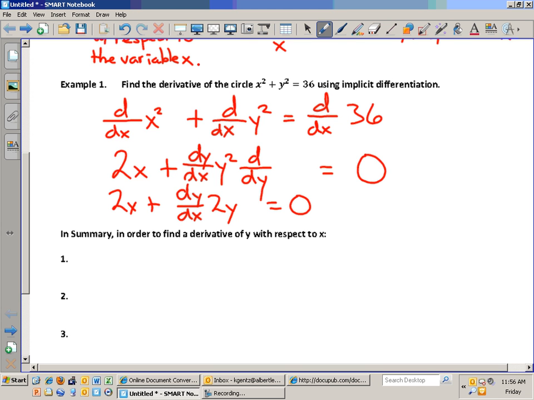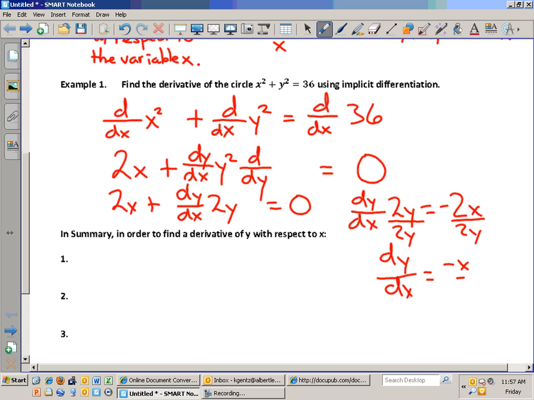If I want to solve for this piece, how would I do that? What would I move first? I'm going to subtract my 2x over. So I get dy over dx times 2y equals negative 2x. Now what do I do to both sides to solve for this? Divide my 2y off, and I get dy over dx is equal to negative x over y.